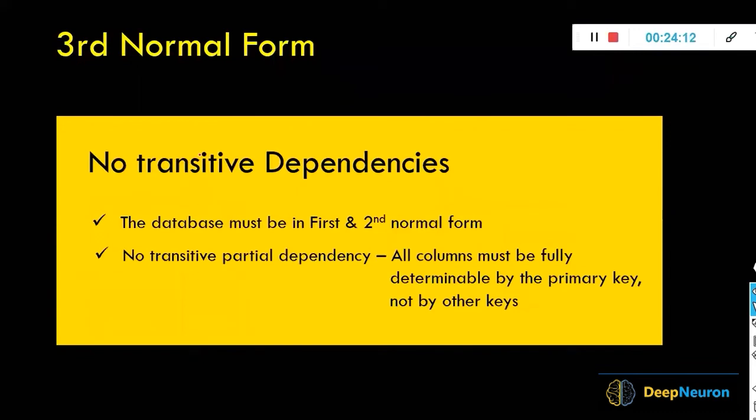Next one is third normal form. In order to say that my tables are in third normal form, it should first meet the first normal form and second normal form, and then the third normal form. What is third normal form? No transitive dependencies. All columns must be fully dependent on your primary key, not on other keys.